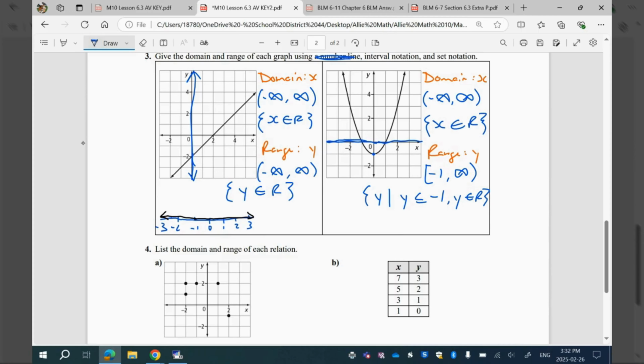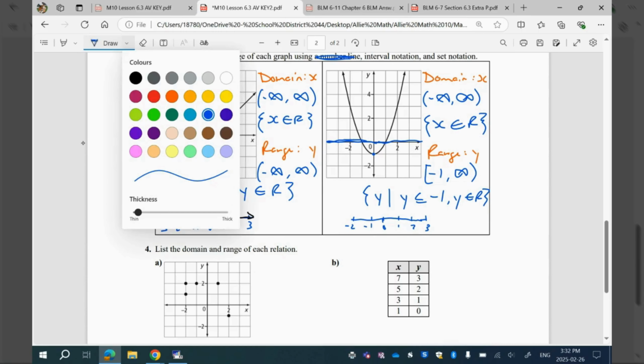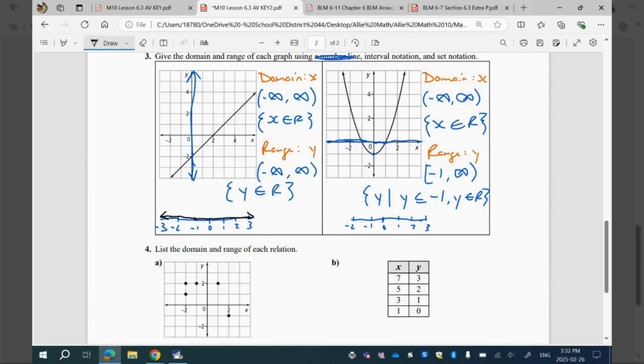And if you wanted to show this one on a number line, let's do the range just for fun. Let's do 0, -1, -2, 1, 2, 3. I would circle in this -1 and show that we're going on in that direction forever.